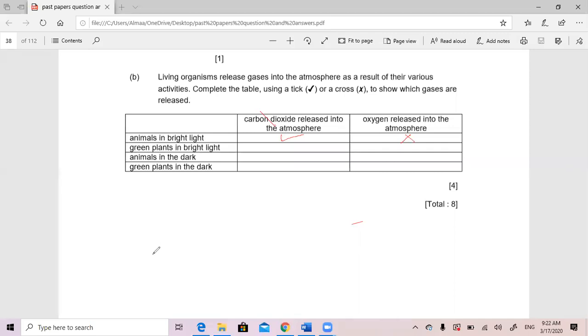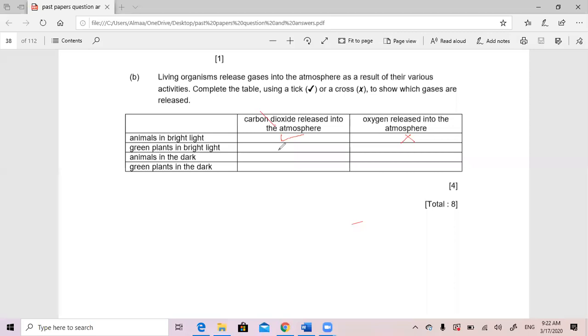Muhammad Subhi, are you with me? Yes, Mr. Okay, green plants in bright light. You understand the question, Muhammad, or no? Yes. The screen is okay for you? You see the screen work. So I want the answer now. Green plants in bright light. Oxygen released in the atmosphere.